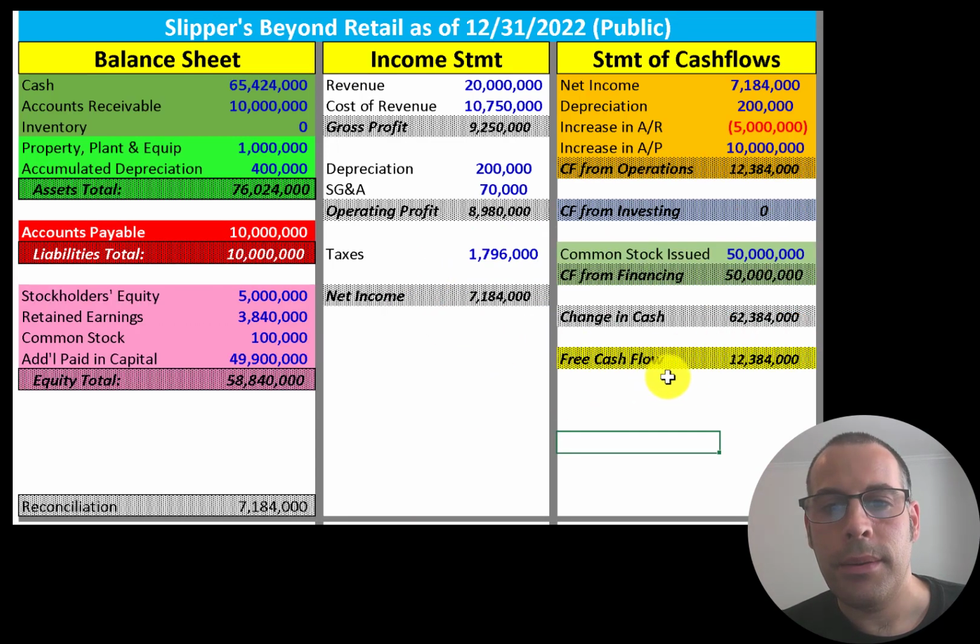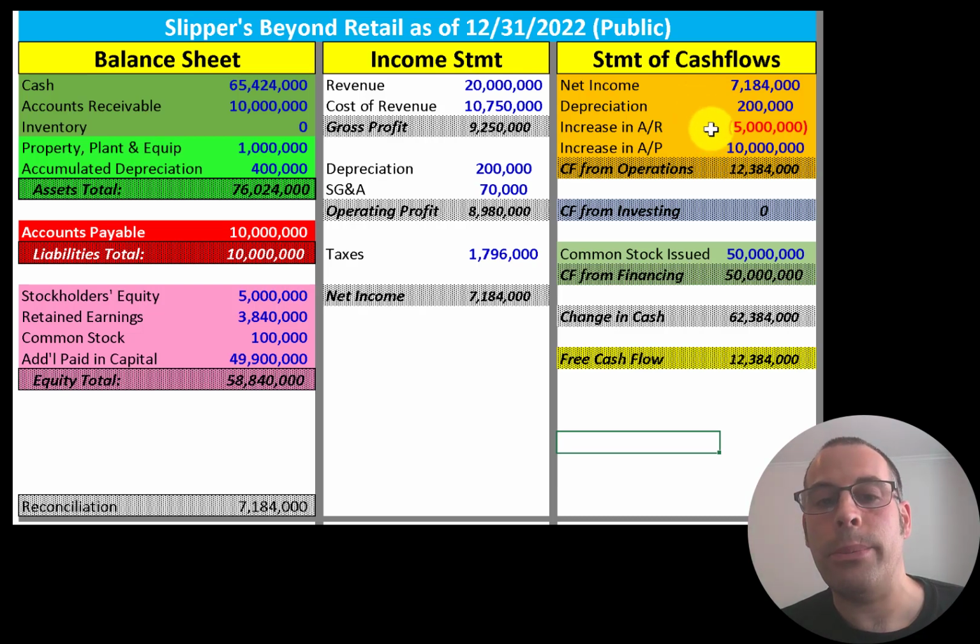Now the next year, they had $7.2 million of profit, which is great, their profit went up. But how did their cash flow go up so much? Their free cash flow was $5 million more than their net income. So I would look at the cash flow from operations section, and I would see it was mainly because of the $10 million of accounts payable. That increased our cash flow $10 million. And then there's a negative $5 million accounts receivable. So that's why our cash flow went up so much.